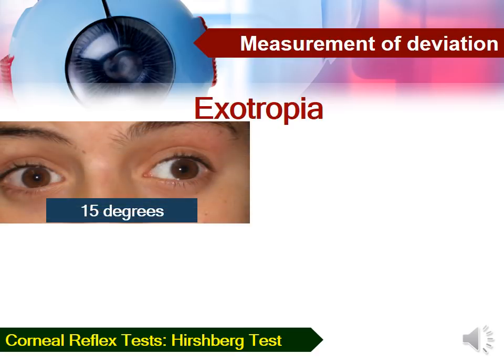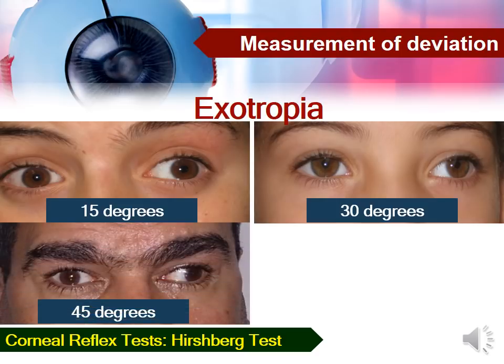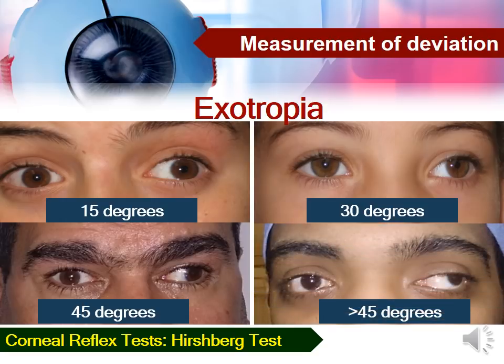In exotropia, it is quite similar, except that the corneal reflex is displaced nasally. In this patient, the corneal reflex is at the edge of the pupil, so the angle is 15 degrees. The corneal reflex is here on the iris, so the angle is 30 degrees. Here the corneal reflex is at the limbus, so the angle is 45 degrees. And in this patient, the light reflex is on the sclera, indicating that the angle is even more than 45 degrees.